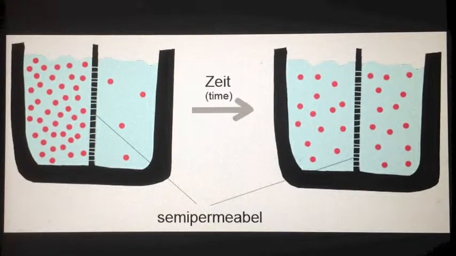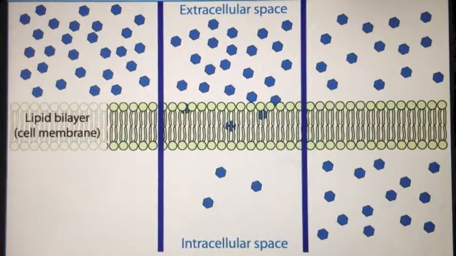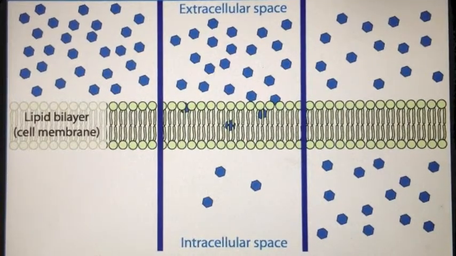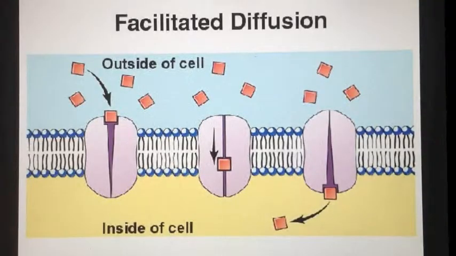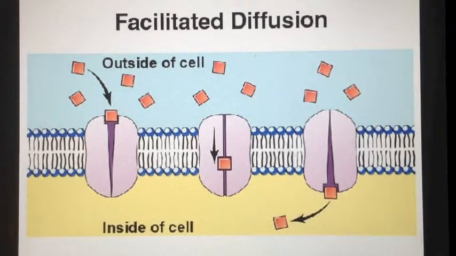Diffusion. Diffusion is the movement from a higher concentration of solids to a lower concentration of solids in order to equalize the concentration. One type of diffusion is simple diffusion. This is the unassisted passage of small hydrophobic nonpolar molecules from a higher concentration to a lower concentration. The other type of diffusion is facilitated diffusion.